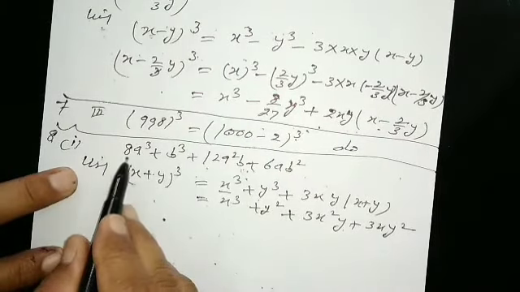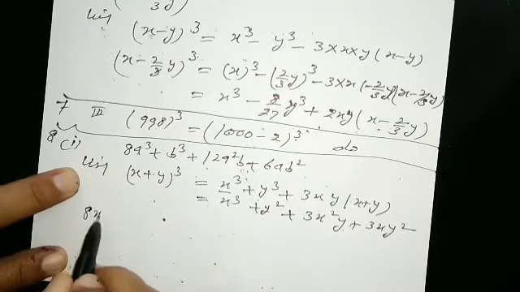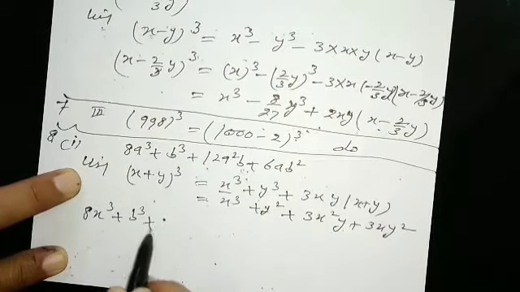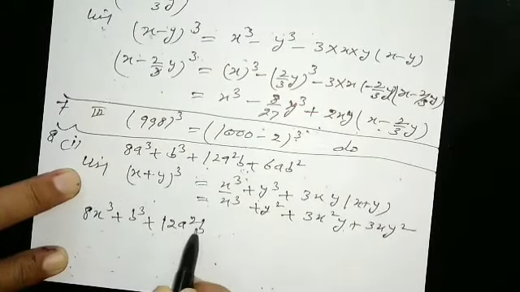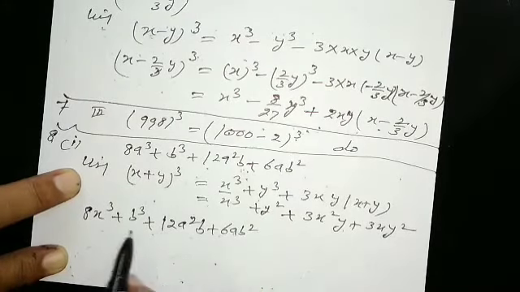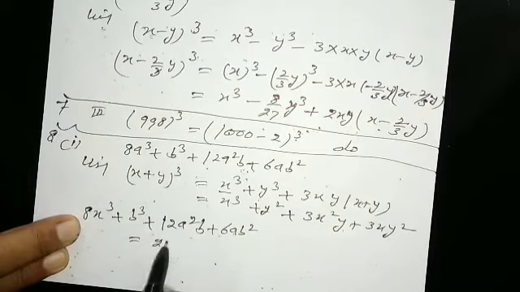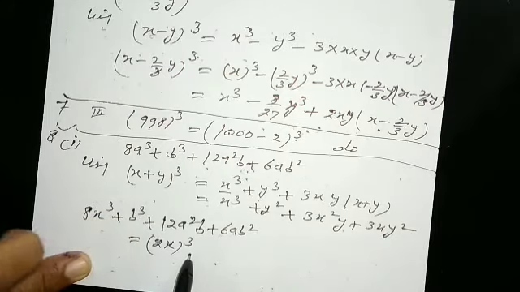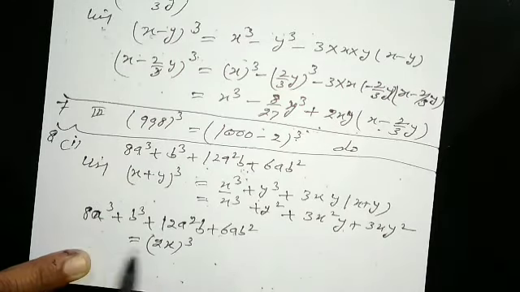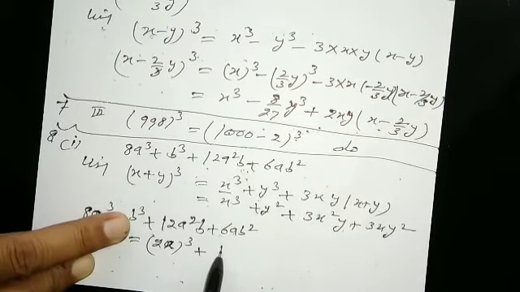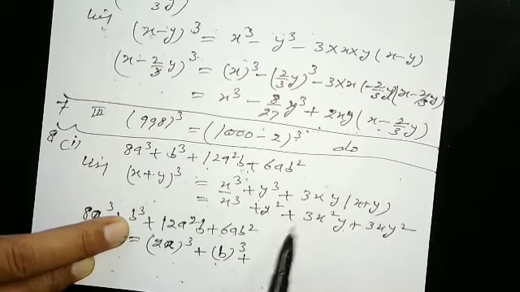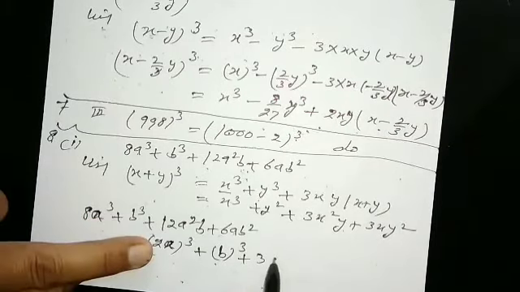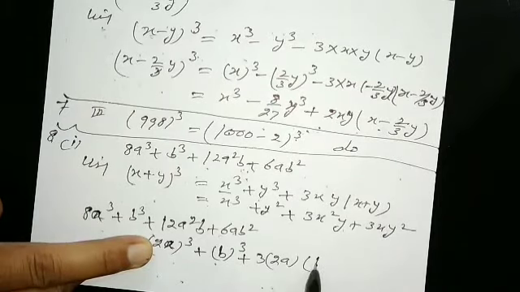Now reverse this polynomial according to this identity. You will get, this is the first one, that is (2a)³. This is a, this is b. Now 3 into first, what is first? That is 2a, into second, that is b, and first plus second.